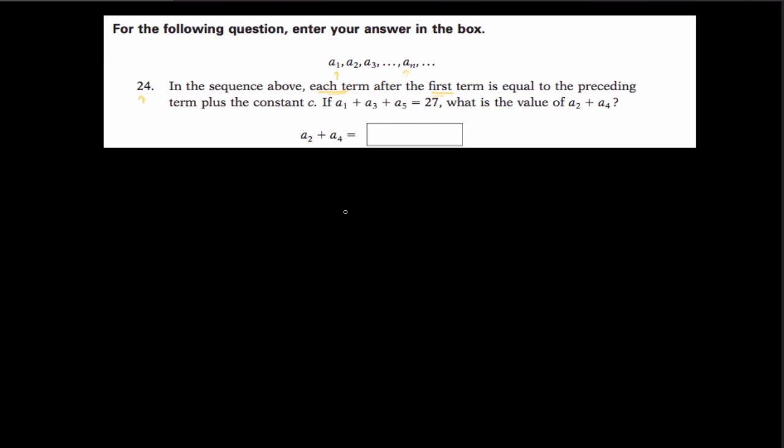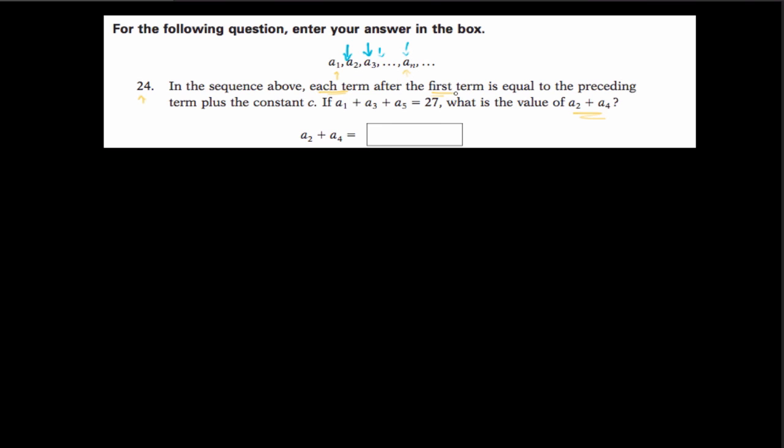Now, how exactly are we going to treat a question like this? What we're told to find is A2 plus A4. But let's go back and see the information we're given that is going to help us in finding A2 plus A4. It says each term after the first term is equal to the preceding term plus the constant. An example of a term after the first term is A2, A3 is after the first term, and then A4, and then you keep on going until you get to AN.